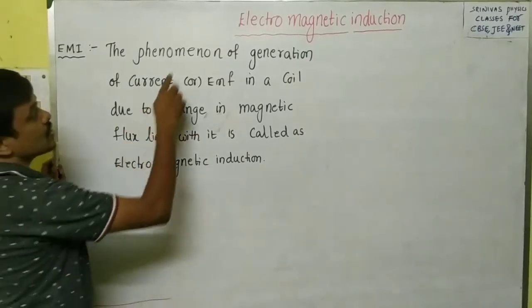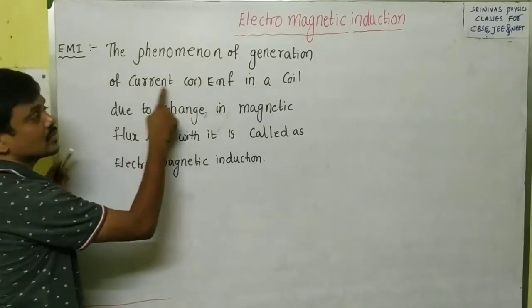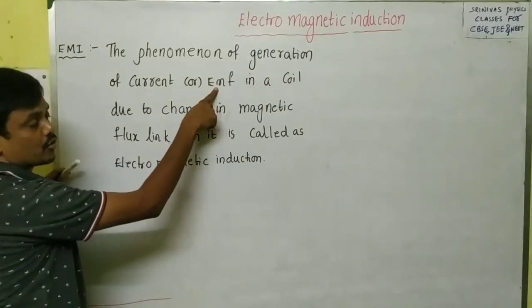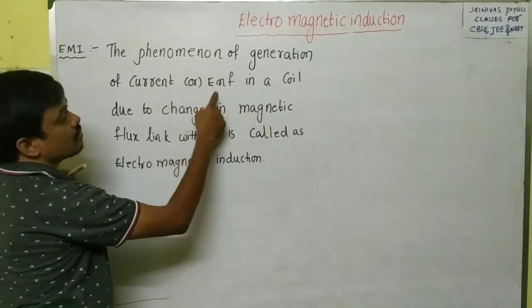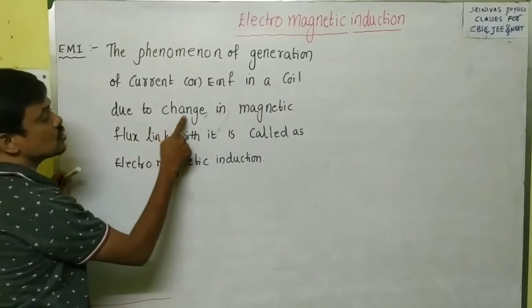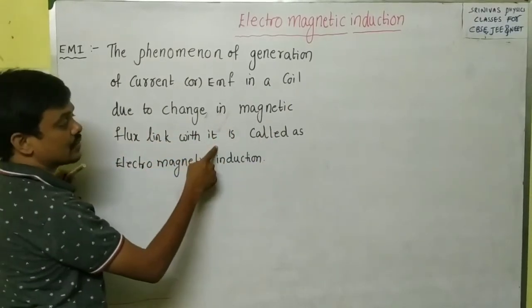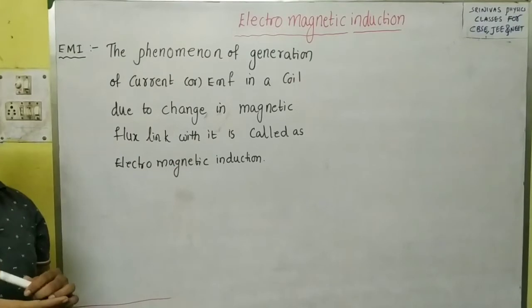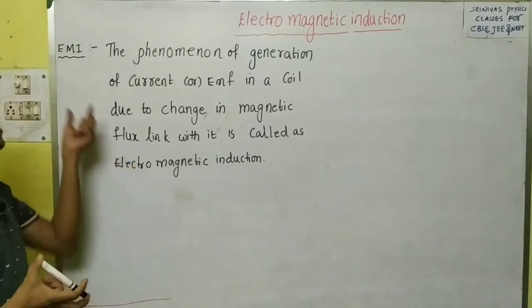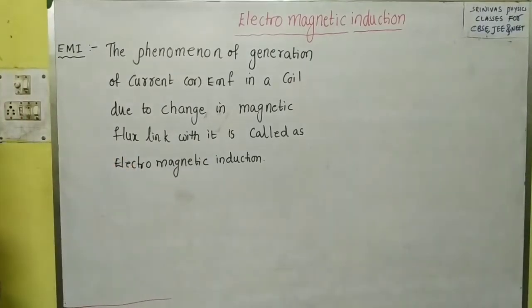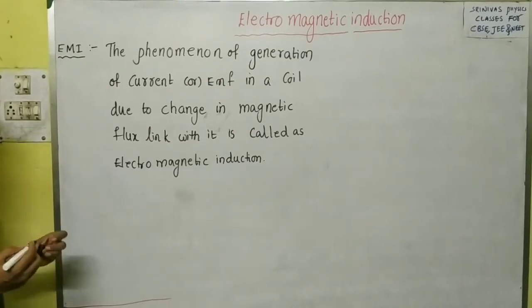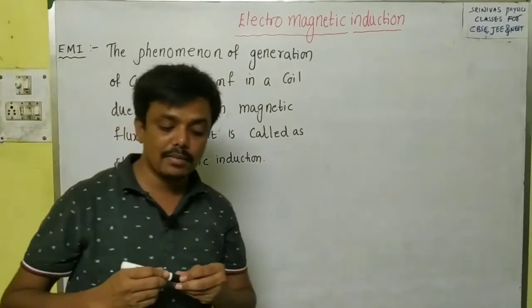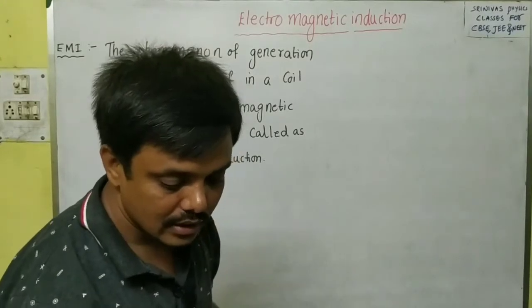What is this? Generation of current or EMF. EMF means electromotive force. When current or EMF is generated in a coil, it is generated due to change in magnetic flux linked with it. If you change the magnetic flux, then current will be produced. This is called electromagnetic induction. Now, to know this, Faraday and Henry, these two scientists, did some experiments. Let us go for those experiments.